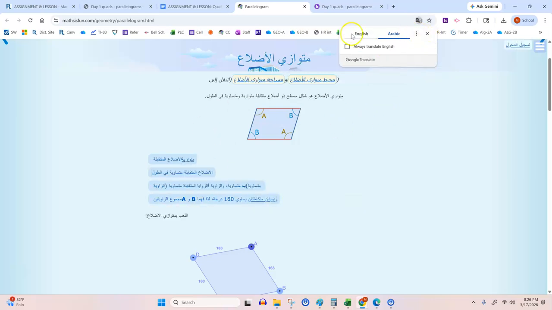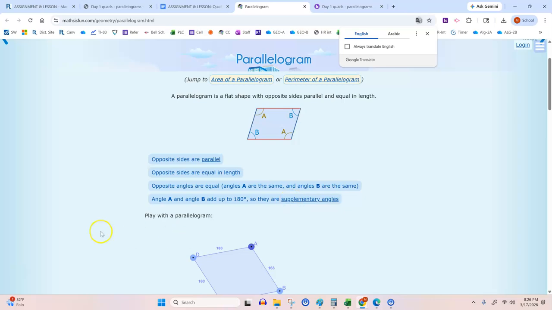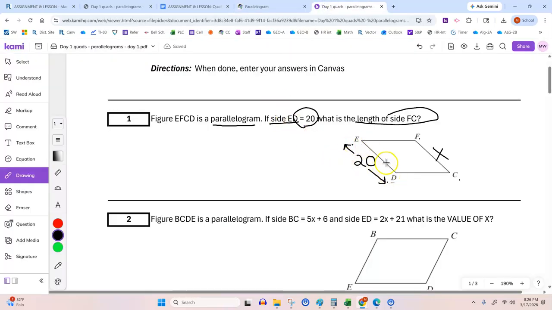So make sure you translate it into the language that you want. But again, the opposite sides are equal. Blue sides are equal and red sides are equal. So I'm going to go back here. If that's true, this side right here is the opposite side to this side over here. When I cross over here, these are opposite sides. So that just means that 20 is equal to X. So our answer is 20 for number 1.